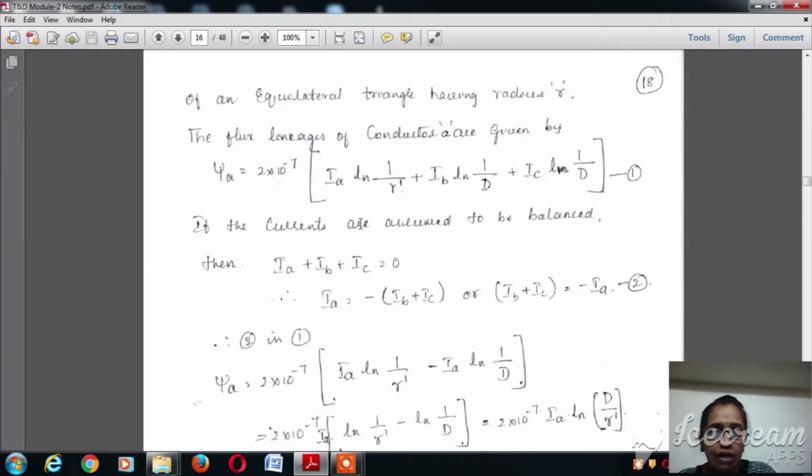If the currents are assumed to be balanced, then IA plus IB plus IC is equal to 0. So now IA can be written as minus of IB plus IC, or IB plus IC can be minus IA. So keep this as equation 2.